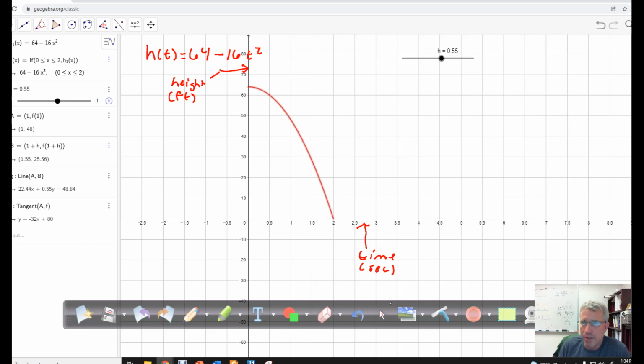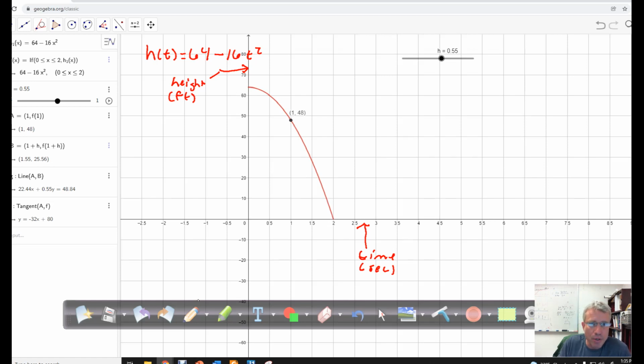So only the part of the height model in quadrant 1 makes any sense in the context of a dropped object. And the problem's asking me to find the speed of the object 1 second into the flight. When I plug 1 into the function here, I get 64 minus 16 times 1 squared, which is 48. So the object is 48 feet above the ground, and I want to know the speed of the object at that time.